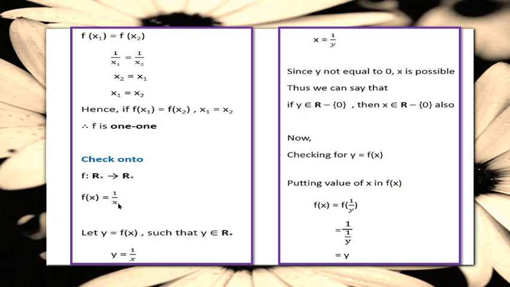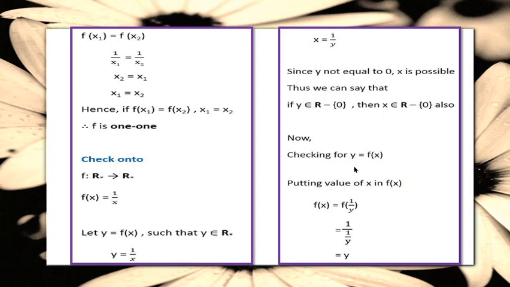Now we will check onto. In the same way, we will assume f(x) = y, and we'll put the value of the function, that is 1/x. Now we'll write x in terms of y, which is x = 1/y. Now this is always defined because y is not 0. It is given in the question that R star is the set of all non-zero numbers. So if y belongs to R minus 0, then we will definitely have some x in the domain which belongs to R minus 0.